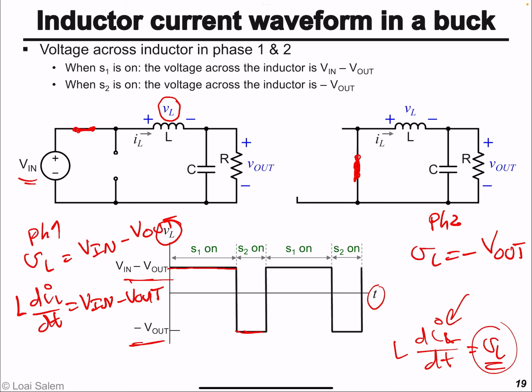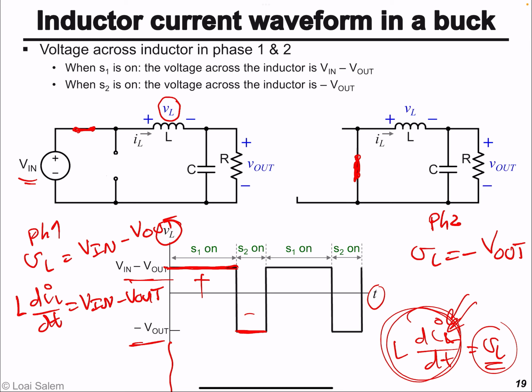Okay, so we got the voltage. As you can see, in phase 1, it's a constant number versus time. In phase 2, it's also a constant. If you have a function and its first derivative is equal to a constant, then this function is a straight line. Correct? Because the first derivative of a straight line is going to be a constant. So during the first phase, the constant is positive, and in the second phase it is going to be negative. So we can expect that the inductor current in the first phase is going to be a straight line. In the second phase, it will be a straight line.